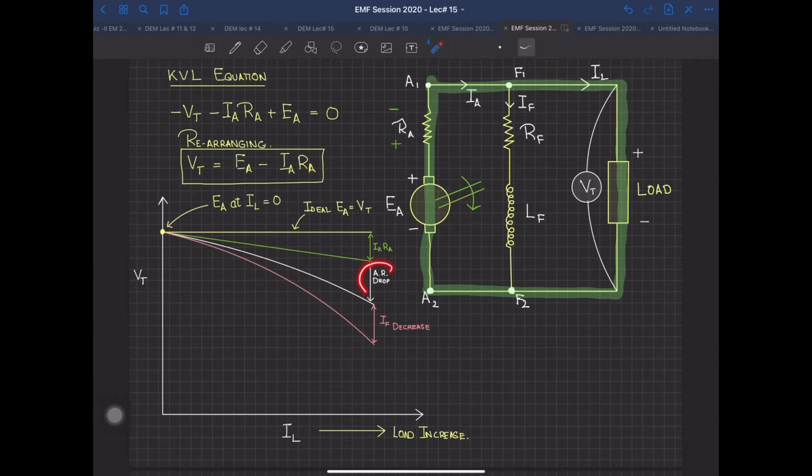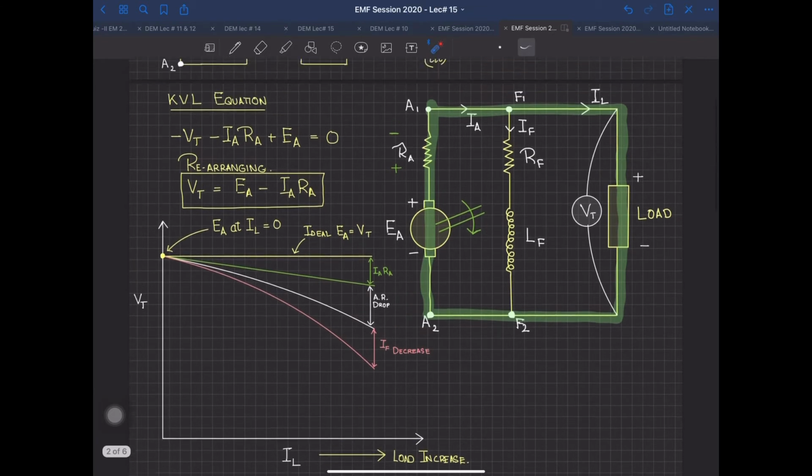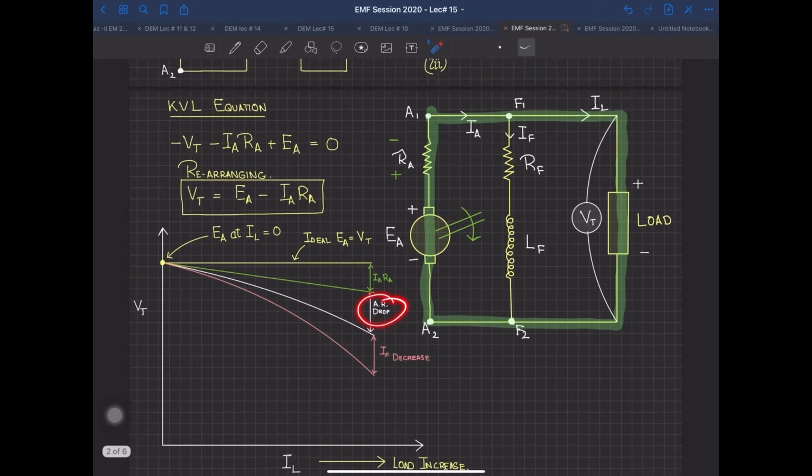The next thing is the armature reaction drop. Certainly, if you don't have any compensating windings inside your machine, then your net flux is going to decrease, and when your net flux decreases, your EA is also going to decrease. You can see that if you include armature reaction, then this white waveform shows that as IL increases, the armature reaction drop increases as the load increases.